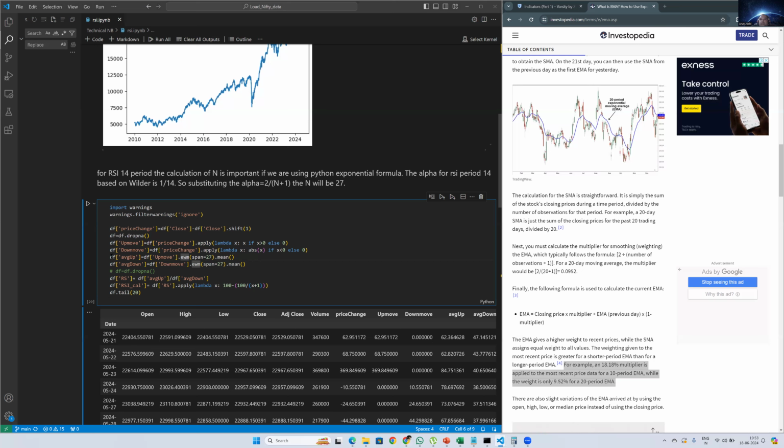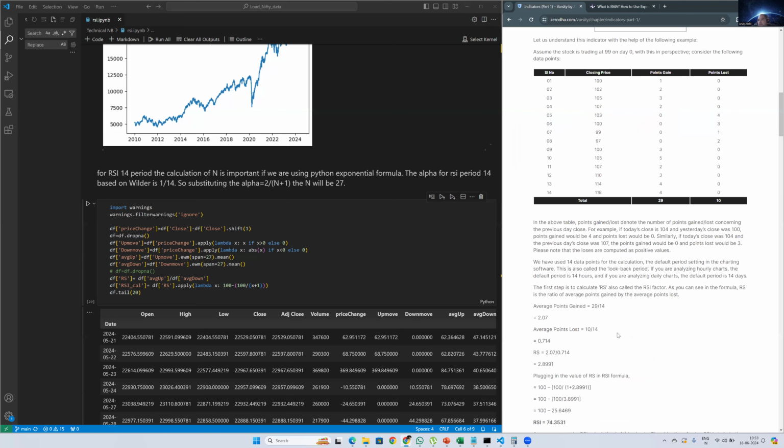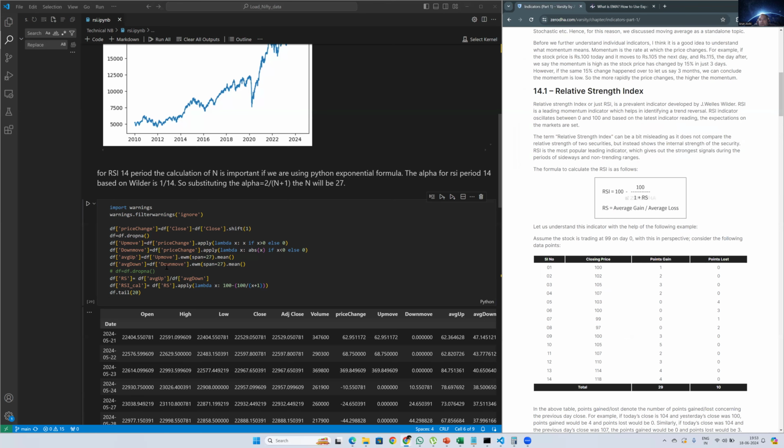So once you have calculated the exponential weighted moving average of up move and down move, you can calculate this RS, which is relative strength, average up divided by average down. And then you calculate this RSI using again the lambda method and the formula which was initially shown here, 100 minus 100 upon 1 plus RS. So that's the way to calculate RSI.